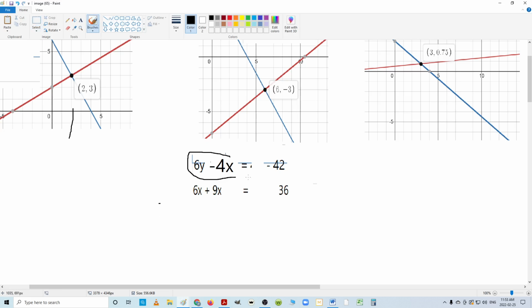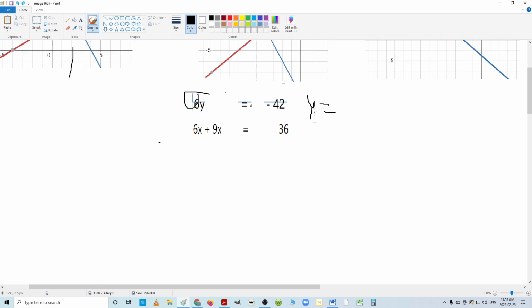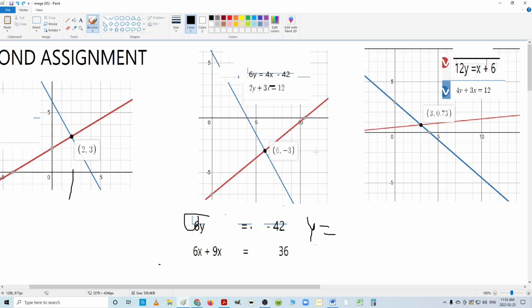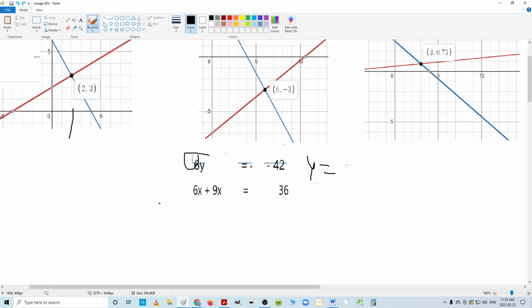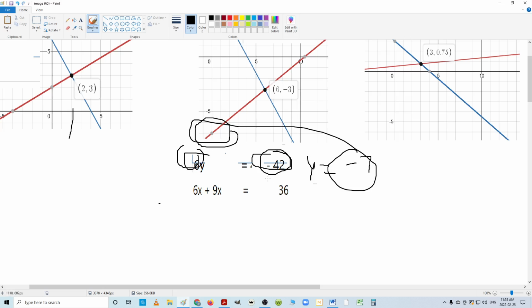The y-intercept occurs when x is 0, so we can just get rid of it. 6y is equal to minus 42. We're going to divide both sides by 6. And we get y is equal to... 9? Oh, sorry, 6. My bad. What am I thinking? No, it's not 6. It's minus 9. It's minus 7. Sorry. I don't know what happened to my brain there. Minus 42 divided by 6 is minus 7. And sure enough, there's my y-intercept.